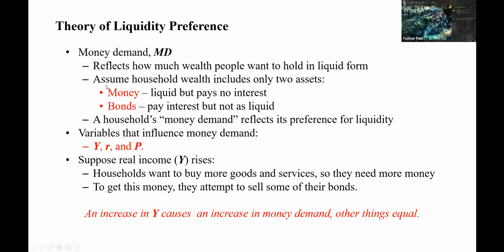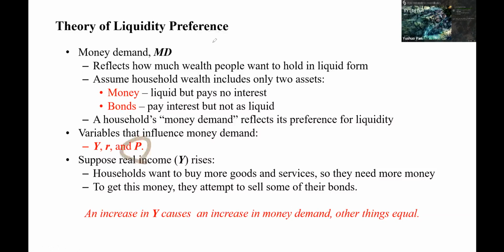We also have assumptions here: household wealth includes only two assets, money or bonds. For money, there is no interest. Bonds pay interest, but are not as liquid. So there are only two assets for money demand. A household's money demand reflects its preference for liquidity. So the variables that influence money demand are Y, R, and P.